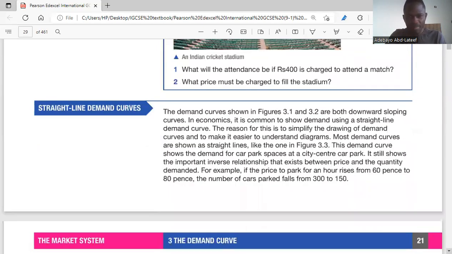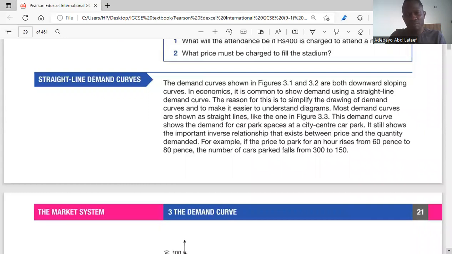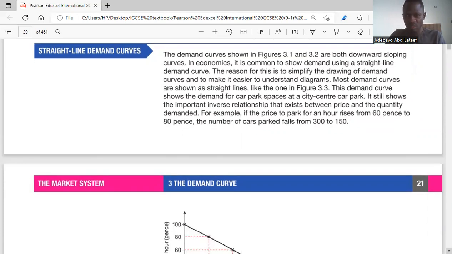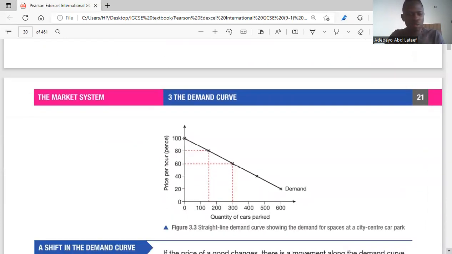I think it's clear. So they said the demand curves from figures 3.1 and 3.2 are both downward sloping curves. In economics, it is common to show demand using a straight line demand curve. The reason for this is to simplify the drawing of the demand curve and to make the diagrams easier to understand. Most demand curves are shown as straight lines, like the one we're going to in the third point. This demand curve shows the demand for car park spaces, so we'll go to the third one.